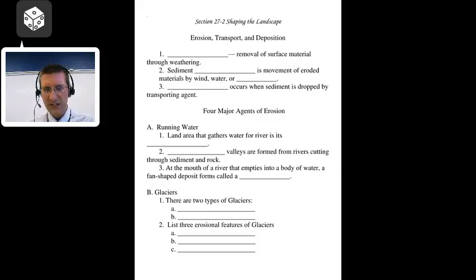Okay, number two is actually just a letter. It's the letter V. V-shaped valleys are formed from rivers cutting down through sediments and rocks. So as a river cuts down through rock, it leaves behind a general V pattern or a V shape. And you're going to see that's different when we get to glaciers. Number three, at the mouth of a river that empties into a body of water, a fan-shaped deposit that forms is called a delta.